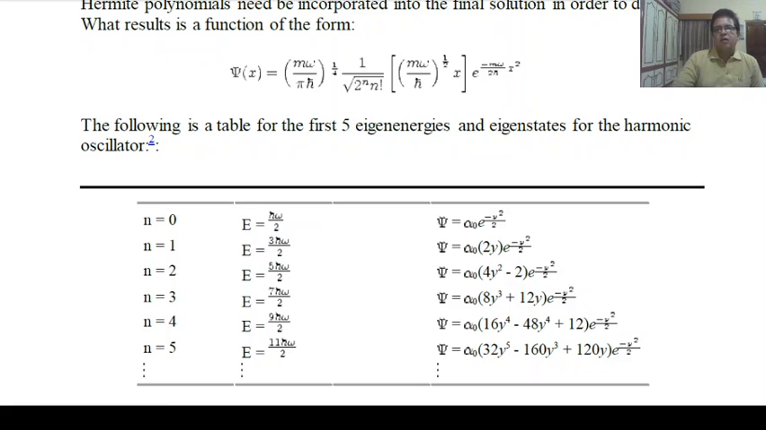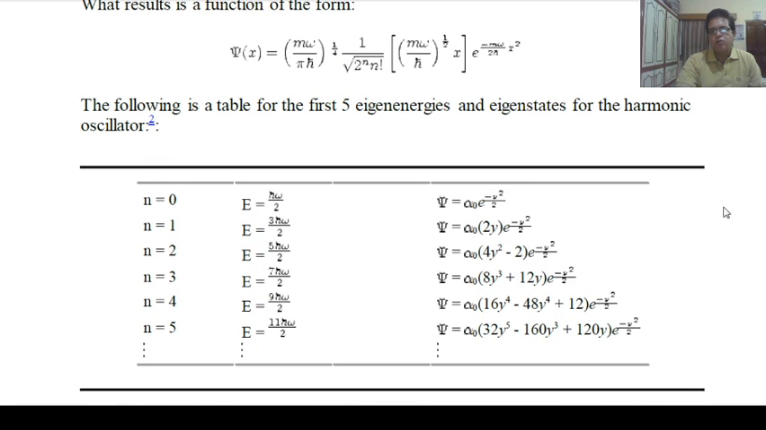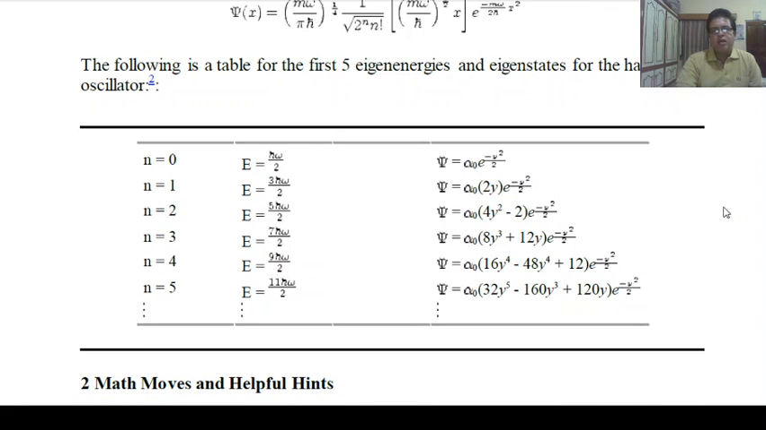Okay, this is minus m omega upon 2 h bar x square. So you can easily understand how the different orders of eigenfunctions and eigenvalues are here. The first order eigenfunction is psi equal to alpha 0 e raised to minus y square upon 2.